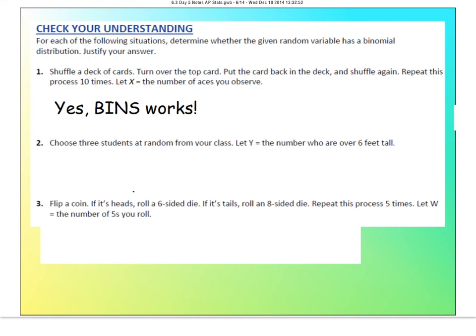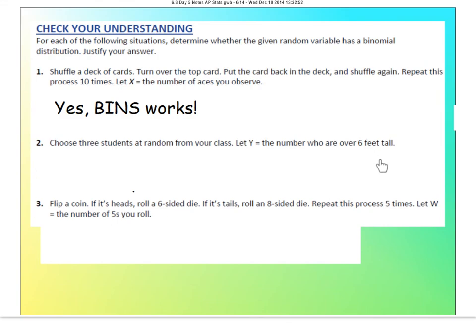Number 2, choose 3 students at random from your class. The event is Y, and it stands for the number who are over 6 feet tall. Okay, is it binary? Is there a success and failure? My success is you're over 6 feet tall. My failure is you're under 6 feet tall. So yes, it's binary. Is it independent?